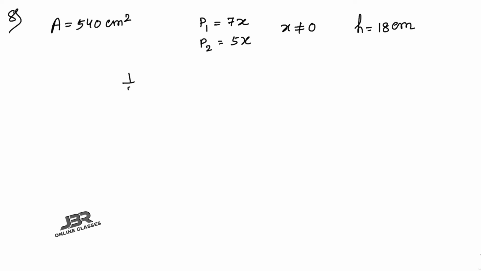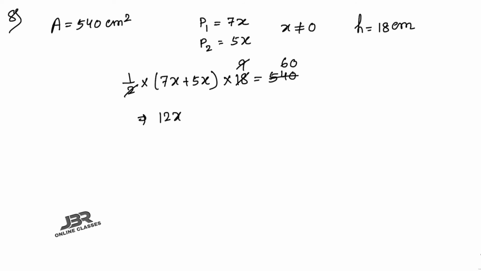Very easy. Half into sum of the parallel sides into height is the formula of area. 2 cancels out with 18, it's 9. So 9 into 12x equals 540, and 9 cancels out with 540 to give 60. So 12x equals 60, that means x equals 5. If x equals 5, the first side is 7 into 5, 35 centimeter, and the second one is 5 into 5, 25 centimeter, as your answer.